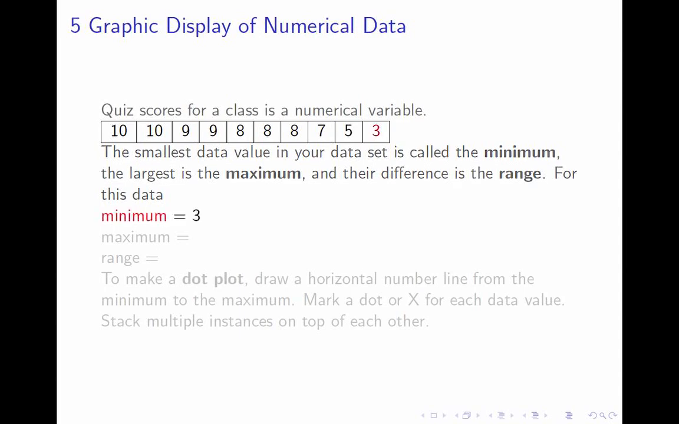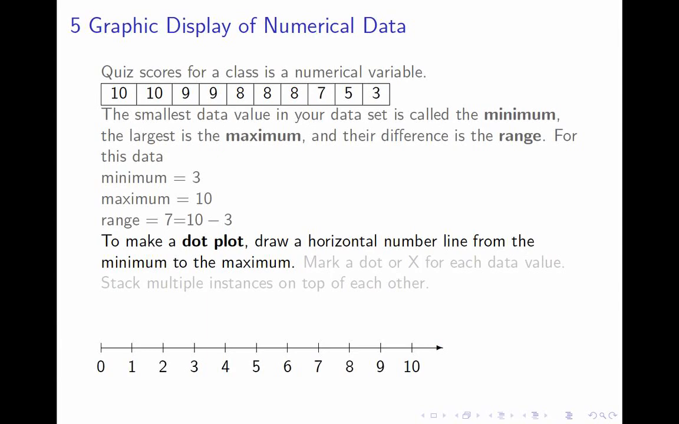Of course, the minimum is 3, that's the lowest value. The maximum is 10, which is the highest value. And that makes the range, their difference, 10 minus 3, or 7. That's pretty straightforward. The simplest way to represent numerical data visually is with a dot plot.